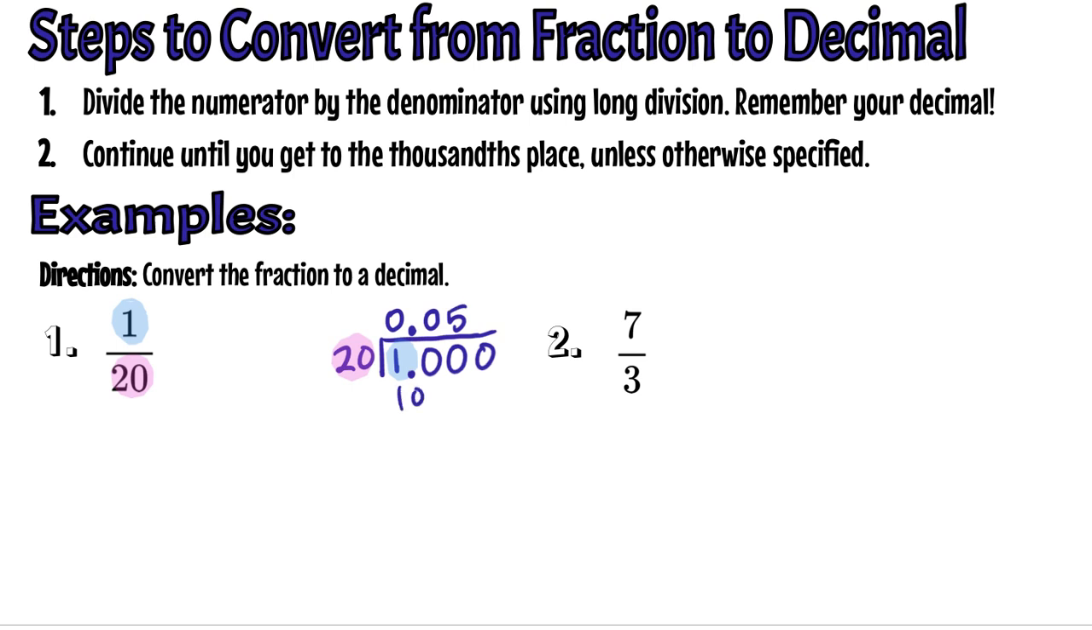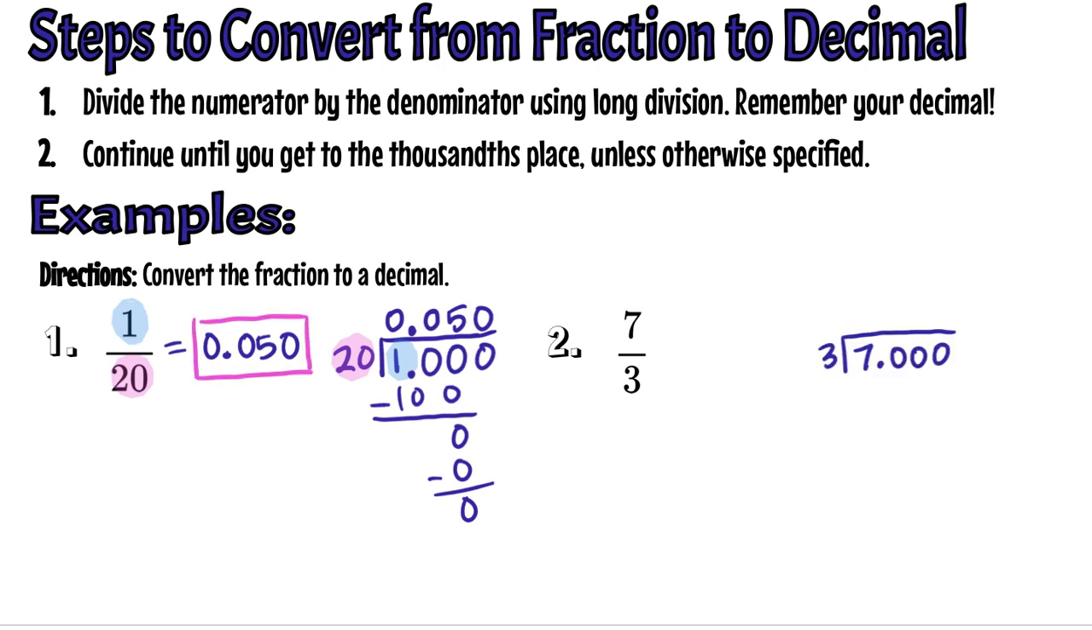So then we write our long division problem as normal. And then 20 goes into 0 times. 20 times 0 is 0, and if we finish our long division problem, we are finished. So now we have our quotient, so we see that 1 divided by 20 as a decimal is 0.50. Let's try another one together.